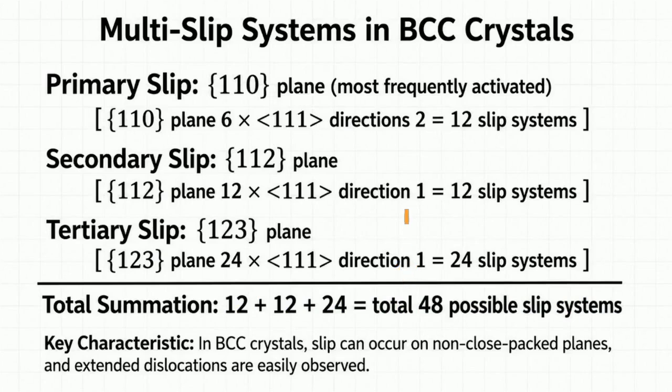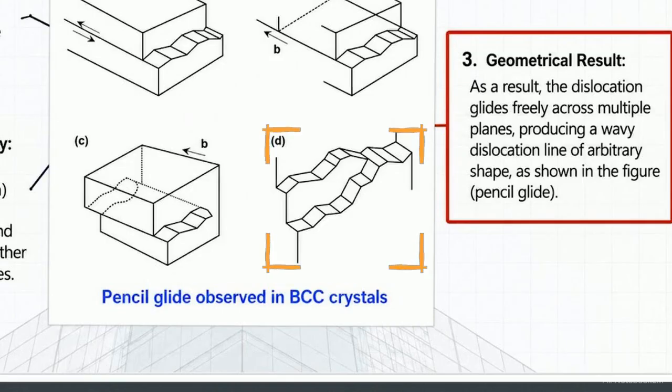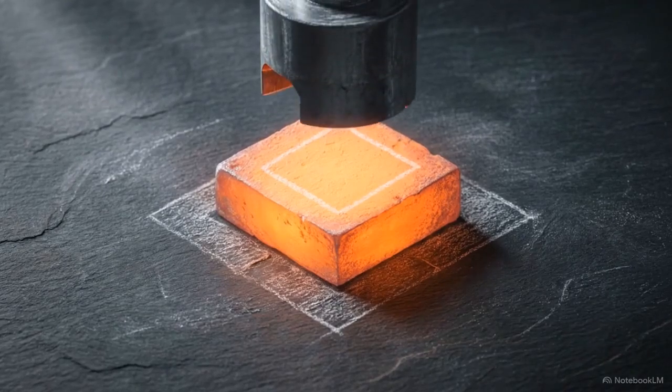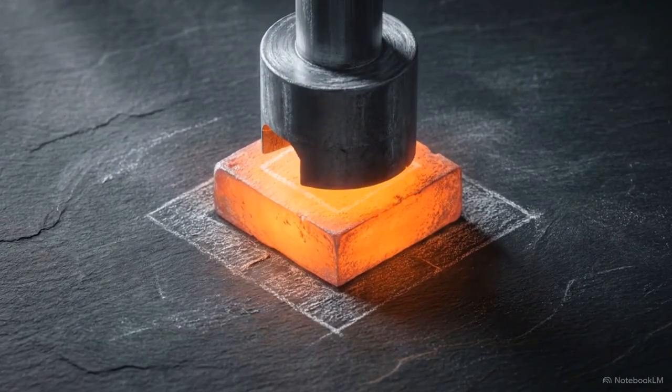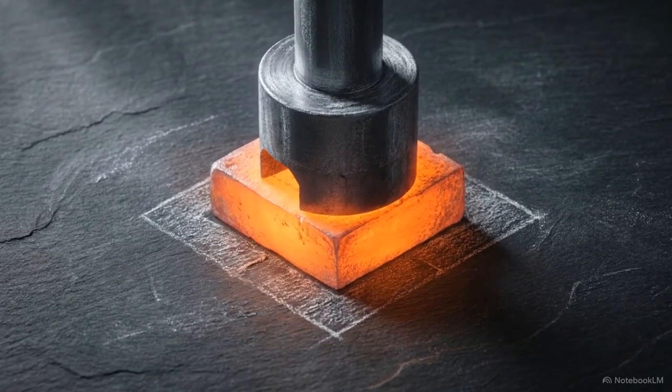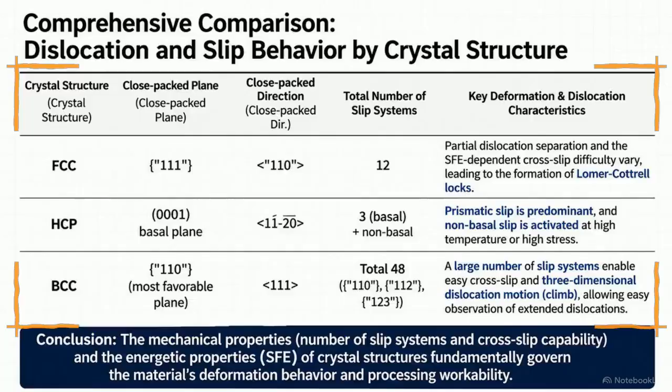This high system count enables pencil glide. As shown in Diagram D, screw dislocations in BCC are not confined to a single plane and can move in wavy, three-dimensional paths. This unconstrained slip allows for extreme malleability, fundamentally separating BCC's deformation behavior from the rigid limitations of HCP and FCC. This comparison table demonstrates material deformation is a strict execution of atomic-level geometrical rules.